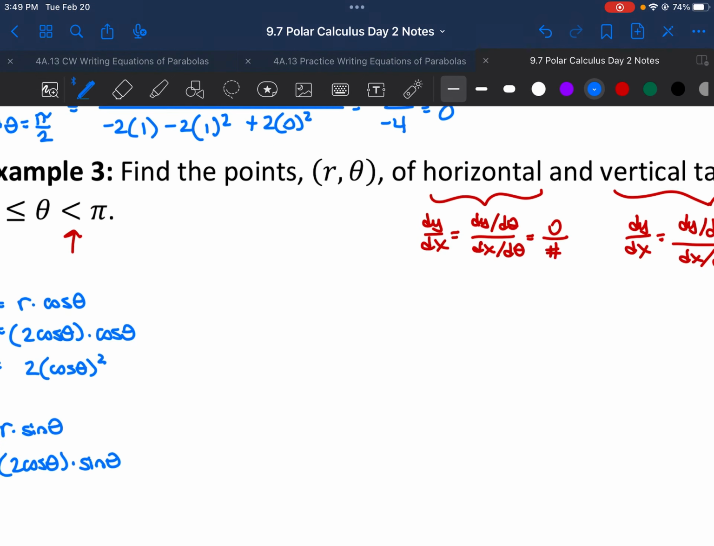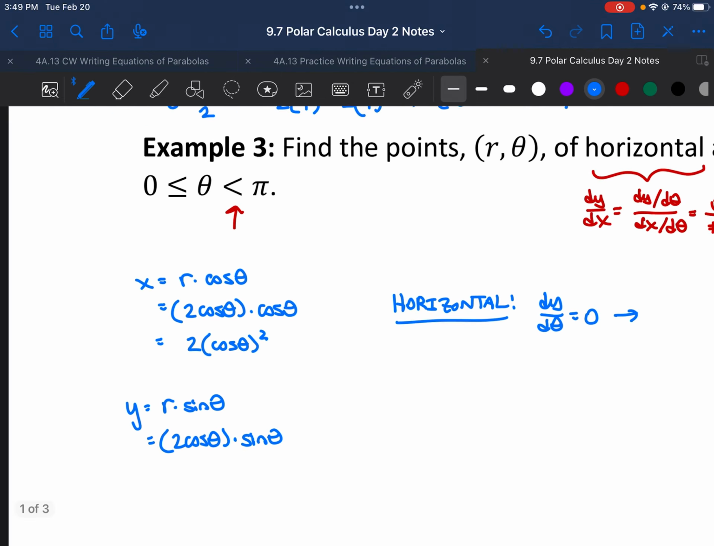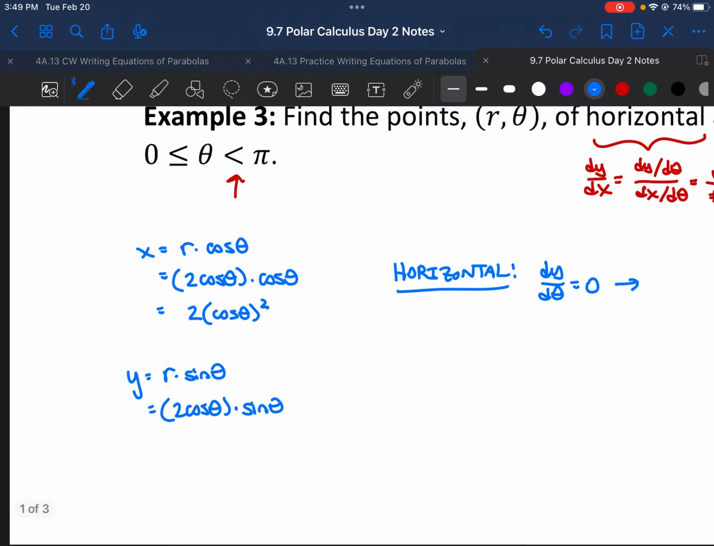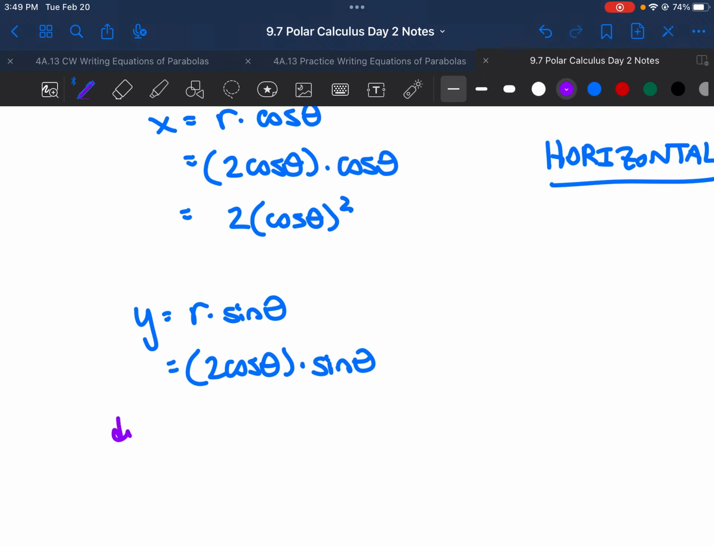All right, so horizontal tangencies, let's deal with that first. To find the thetas where we have horizontal tangencies, we want to say dy d theta equals 0. This implies that, well, first off, we need to find dy d theta. Okay, so let's go ahead and take the derivative of this, which is going to be product rule, right? That's going to be product rule. So let's figure that out.